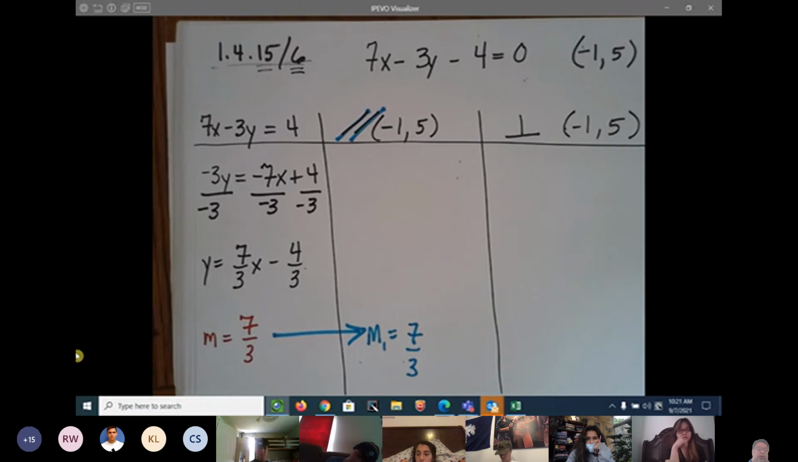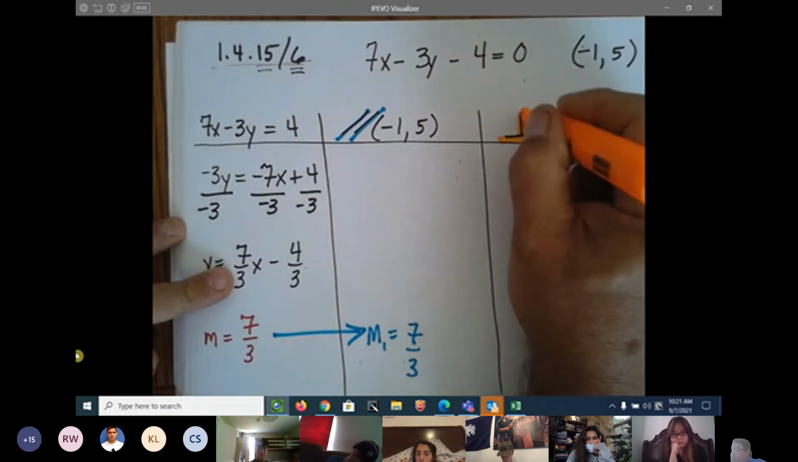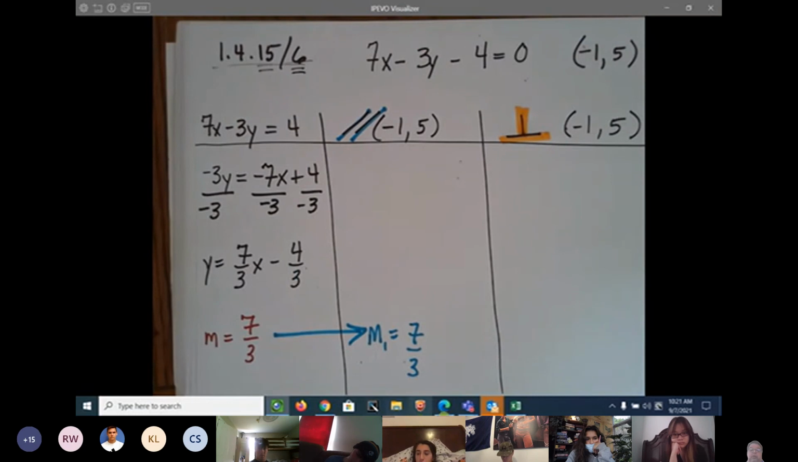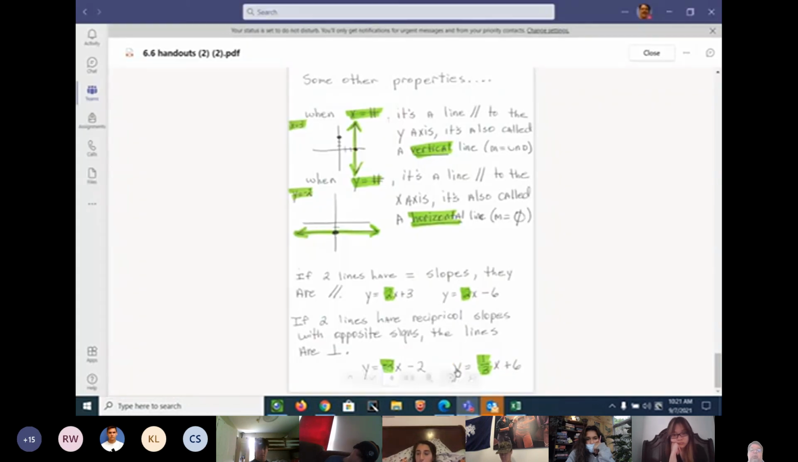And I will set up another color. Let's go with orange. And this is parallel. Let's go back to the handy dandy. Somebody tell me what the slopes do with a perpendicular line. They're reciprocal. Not only the reciprocal, but what? Opposite signs. So that would be m sub 2 is negative 3/7.